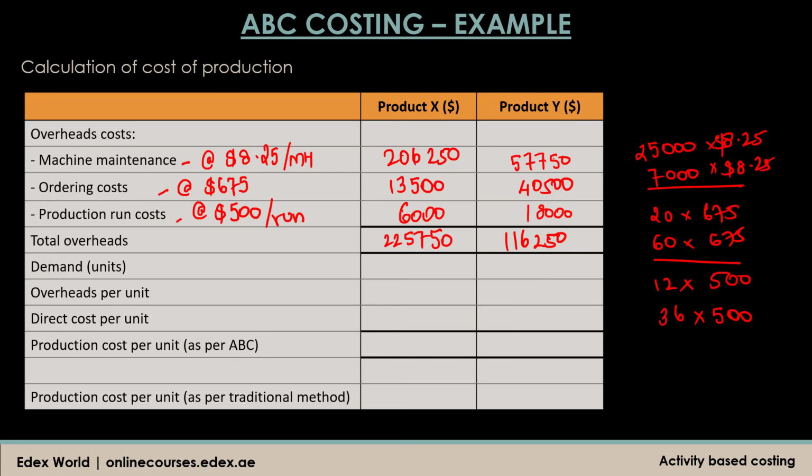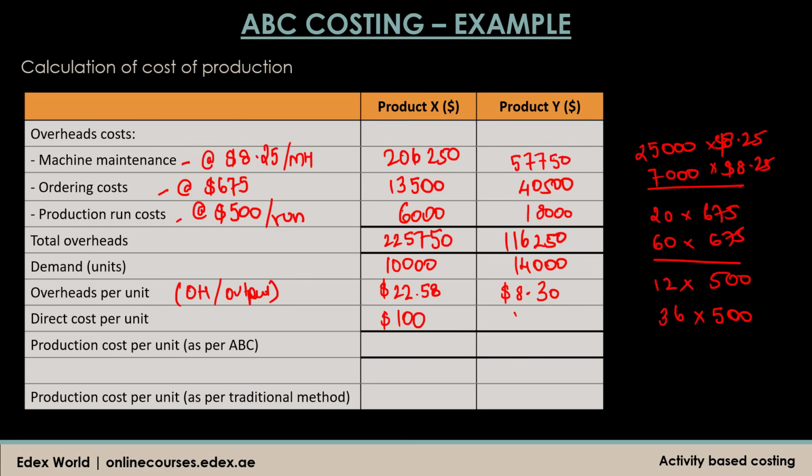The demand or the output that is being produced for these products is 10,000 units for product X and 14,000 for product Y. Now we are calculating overheads per unit, which is the total overheads divided by the output. So for product X, it will be 225,750 divided by 10,000. So 22.58. I'm rounding it off to 2 decimal places. And for product Y, it is going to be 116,250 divided by 14,000, $8.30.